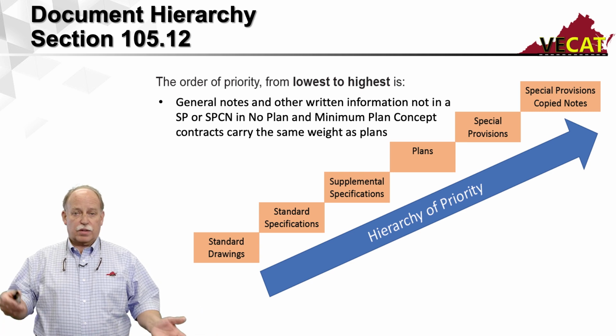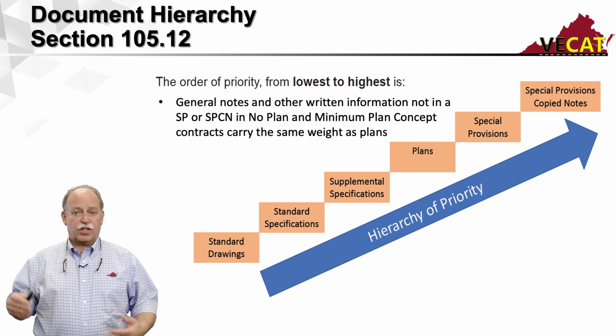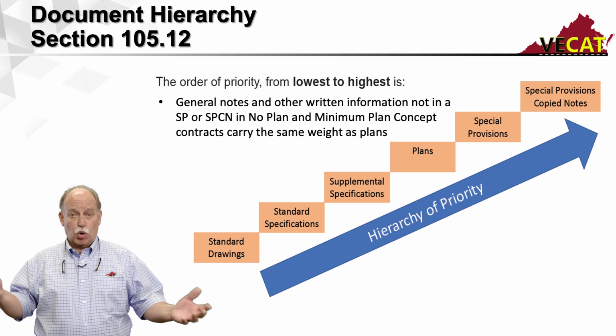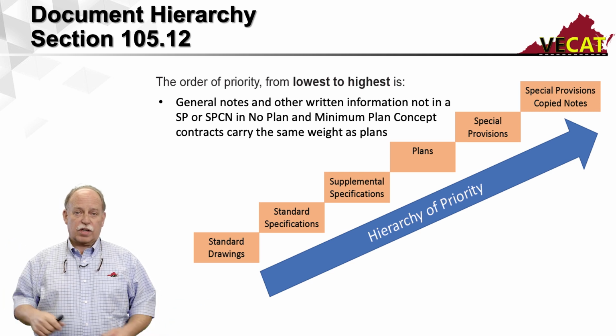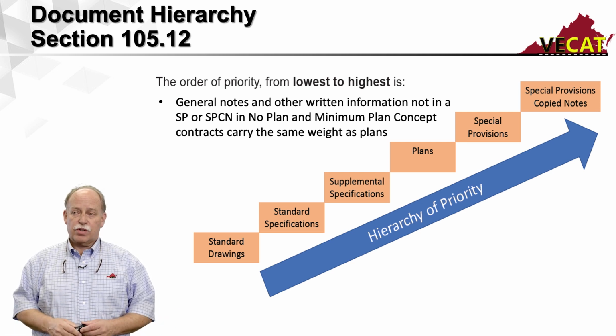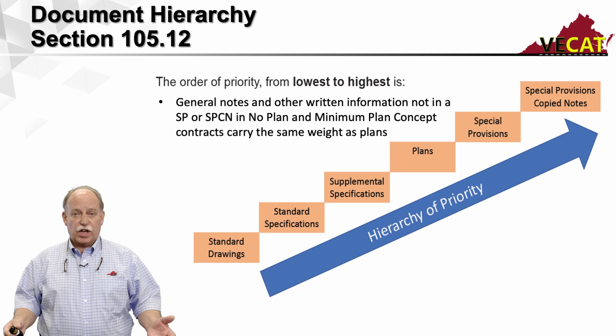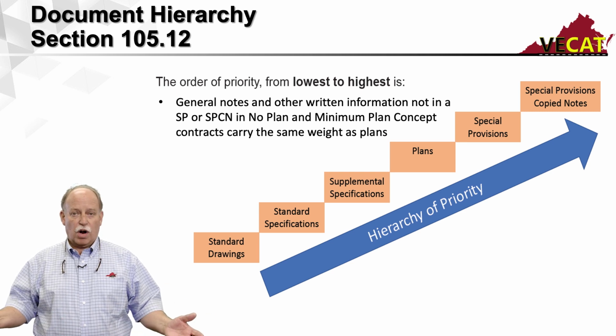We've talked about it, standard drawings at the very bottom of that list, and you walk up that list to the standard specifications. That's that book that you see. Many people call it the VDOT Bible. It's a book that's got all the specifications in it. It happens about every 4 to 6 or 8 years. Then there's supplemental specifications that actually supplement that book directly. They apply to all projects.